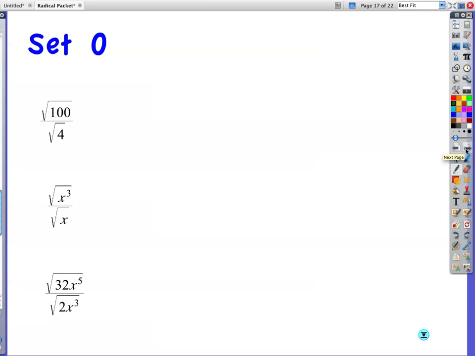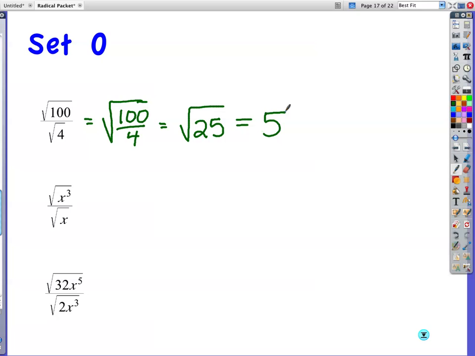Set O. Now you have them written as 2 separate. Now I'm going to write them under one radical. And then, oh, that breaks down to be 25, and the square root of 25 is 5. Most of the time, you will not even have to write this step out, I would guess, if you're catching on. X cubed over x is actually x squared. There's a 1 here. 3 minus 1 is 2.